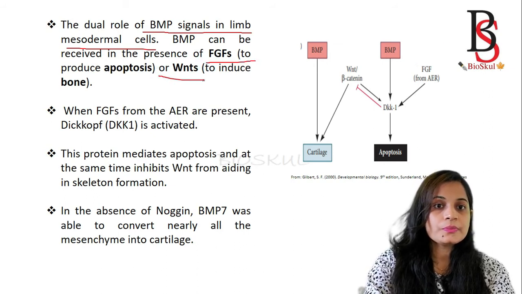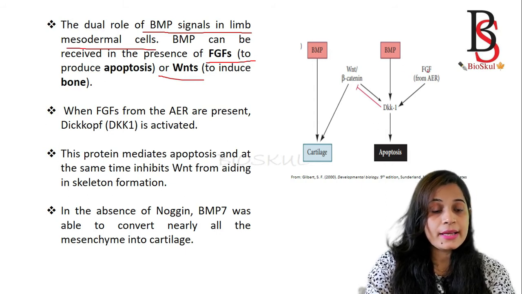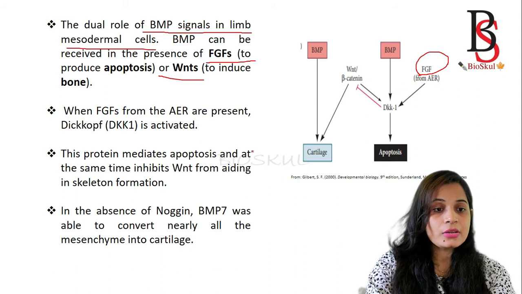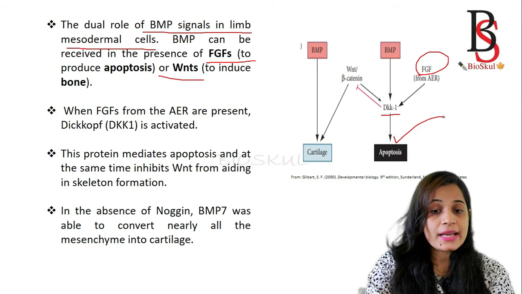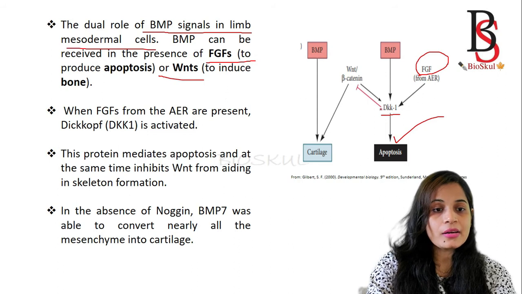Okay. So just see, when FGF from the AER, that is the apical ectodermal ridge, is present, then it will activate a protein. That protein is known as DKK1 activated. This protein mediates apoptosis, and at the same time DKK1 inhibits the Wnt beta-catenin.